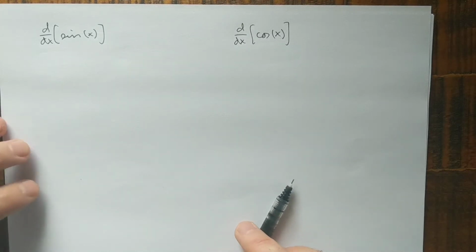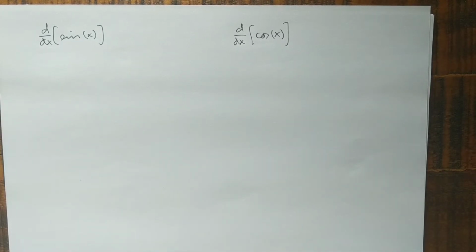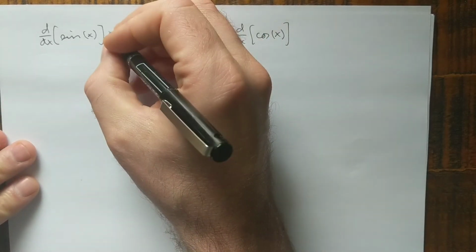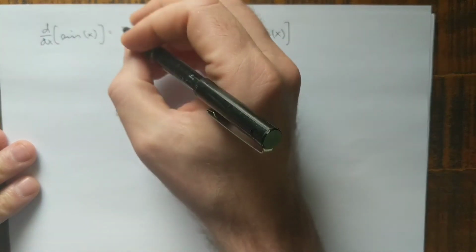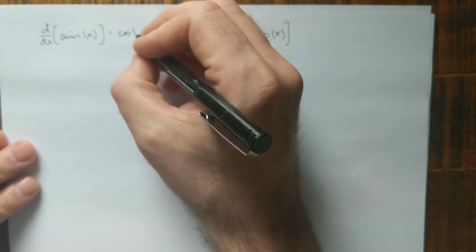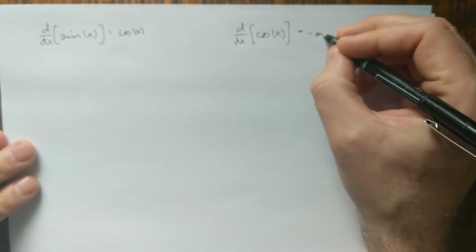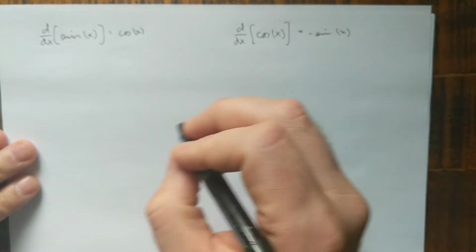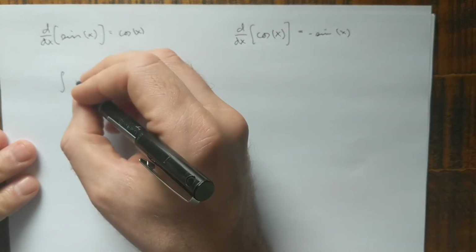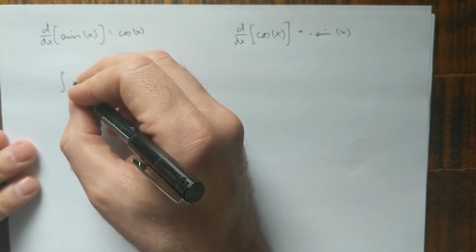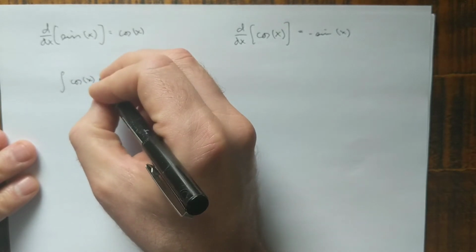So let's talk about the derivatives of sine and cosine and then what their antiderivatives might be. Remember that the derivative of sine is just cosine, and the derivative of cosine is negative sine. What we want to discuss today is the indefinite integral of cosine and sine.